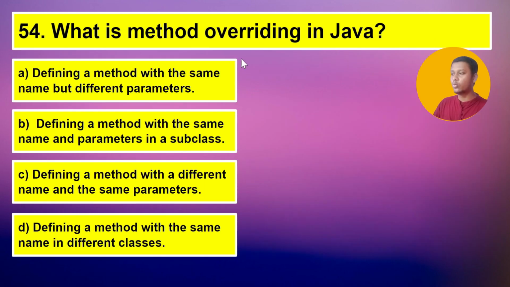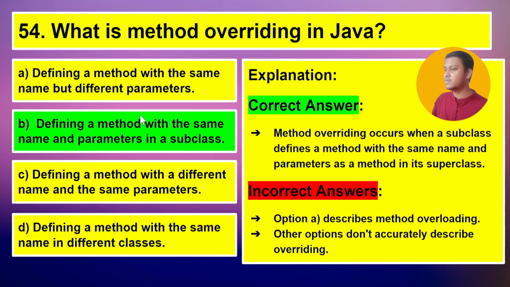So our next question is, what is the method overriding in Java? Defining a method with the same name but different parameters. Defining a method with the same name and parameters in a subclass. Defining a method with a different name and the same parameters. Defining a method with the same name in different classes. So here the correct answer will be option B.